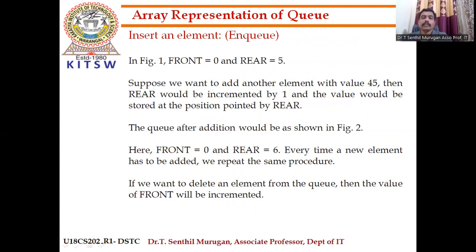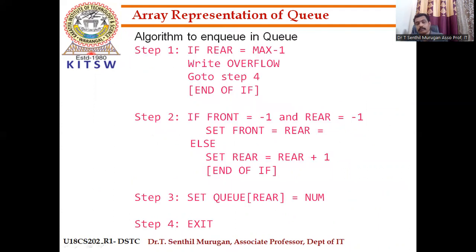So in figure 1, initially front equals 0 and rear equals 5. If we want to insert the element 45, what do we have to do? We have to increment by 1, so 5 becomes 6. In the sixth position we can assign the value. The rear is pointing to 6, so we simply assign the value into position 6. If you want to delete an element in the queue, we have to delete from the front position.